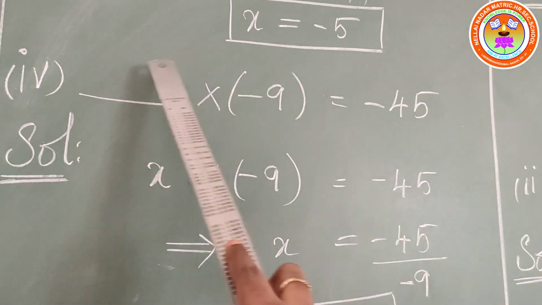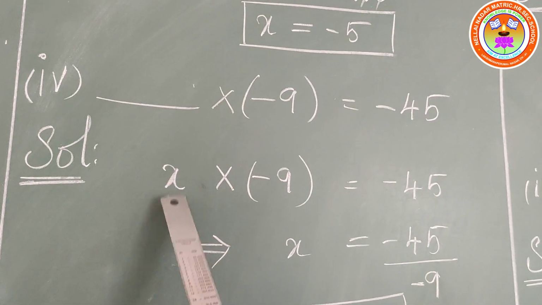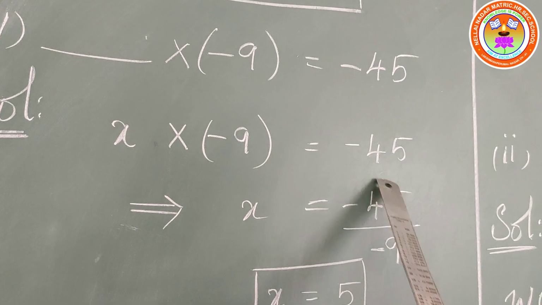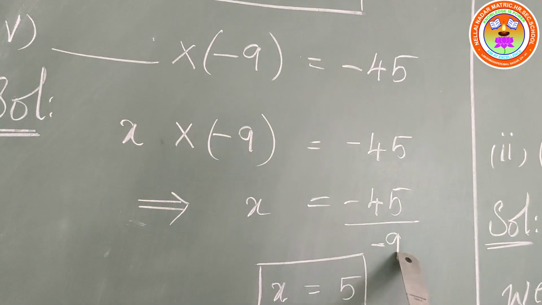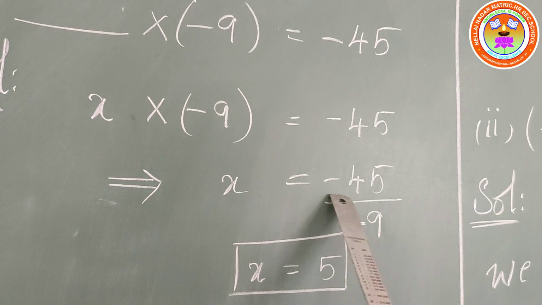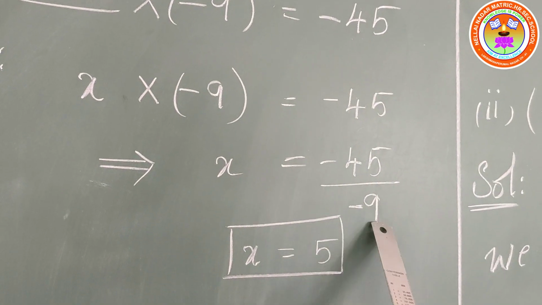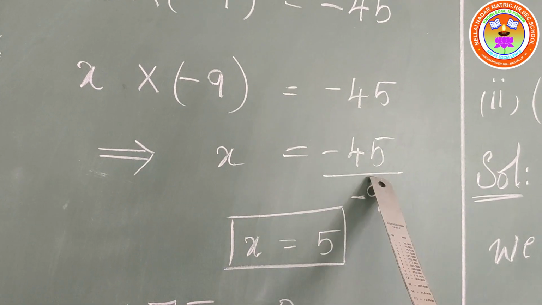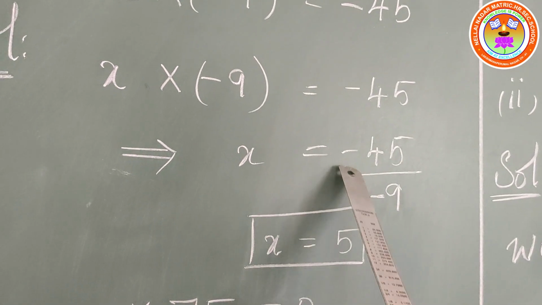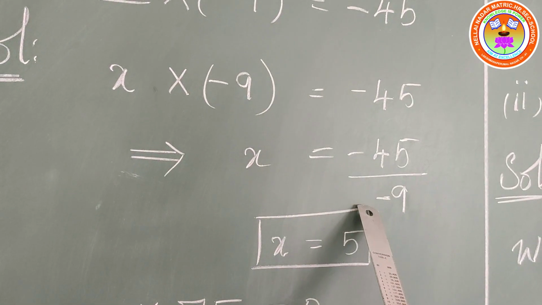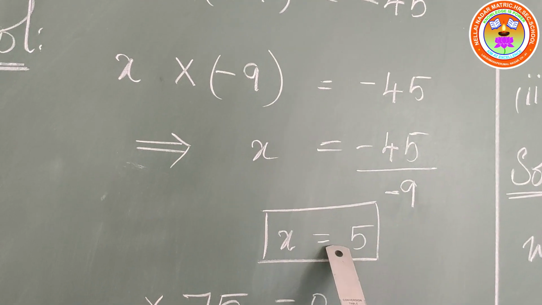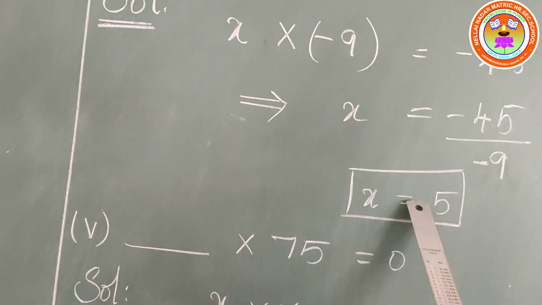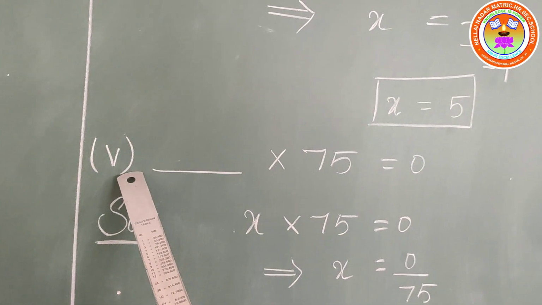Okay? Yes. Now fourth sum, blank is given, which is multiplied with minus 9, gives me minus 45. Okay? So let me take the blank as x. X into minus 9 is equal to minus 45. Okay? Transpose this minus 9 to the other side. So x is equal to minus 45 divided by minus 9. How many times 9 will come in 45? 5 times? Yes. So here both the terms are having negative, so the answer should have positive value. X is equal to 5. Understood?